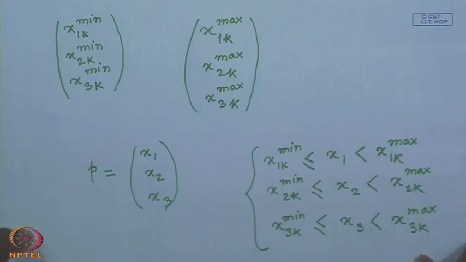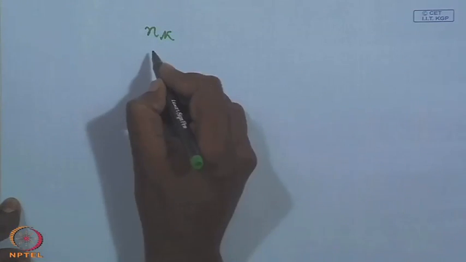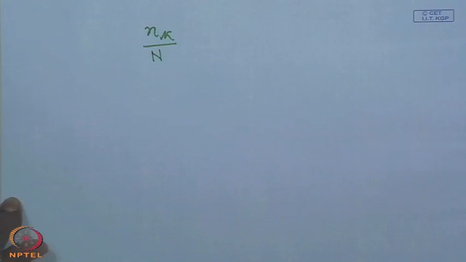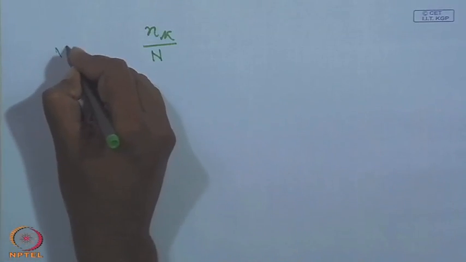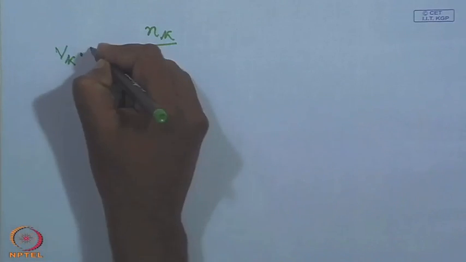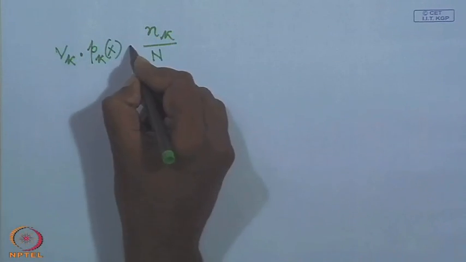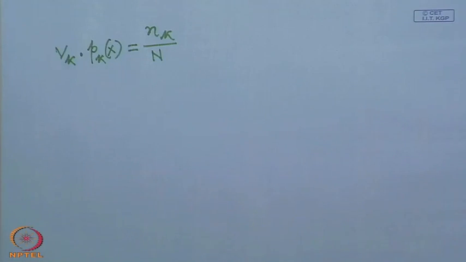Okay. So, if I find that nk number of vectors are falling under the kth bin and capital N is the total number of training vectors, then the fraction of vectors which are falling under this kth bin is given by nk by capital N. And now, if the volume of the kth bin is Vk, and the probability density in the kth bin is, say, Pk of capital X, I must have Vk times Pk of capital X equal to nk by N.